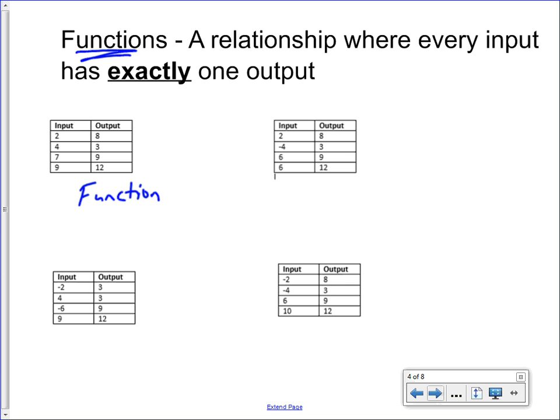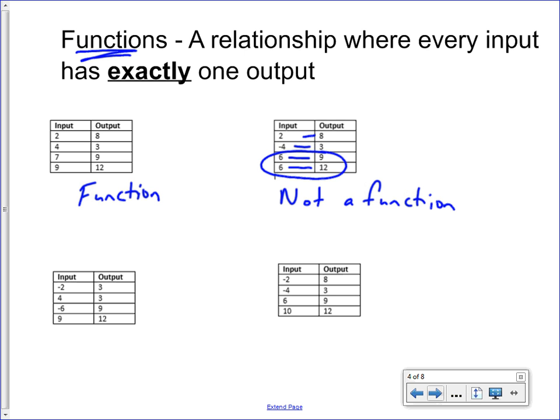Okay, if we look at the second one, the 2 has an output of an 8. The negative 4 has an output of a 3. The 6, though, has an output of a 9, and then down here, it has an output of a 12 again. So these two, right here, are breaking our rule, so we'd have to say this is not a function. And I'm going to go back and re-explain this in one other way in just a second.